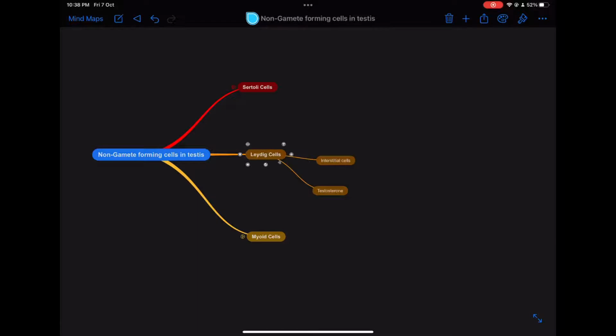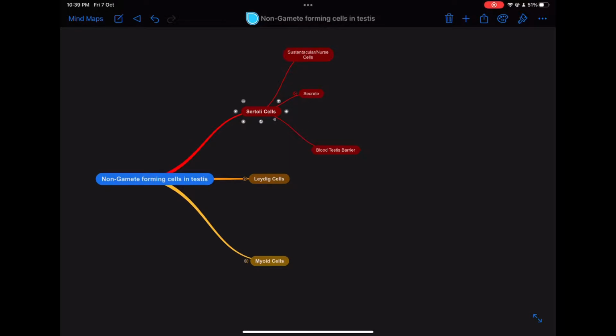Okay, so now moving on to the next type of non-gamete forming cell, the Leydig cells. So these Leydig cells are present in the interstitial space and therefore are also known as the interstitial cells, right? And the main function is the secretion of testosterone. Leydig cells are stimulated by the luteinizing hormone, which in turn results in release of testosterone. Now this testosterone gives a negative feedback to the hypothalamus and the anterior pituitary. So this is the main function of Leydig cells.